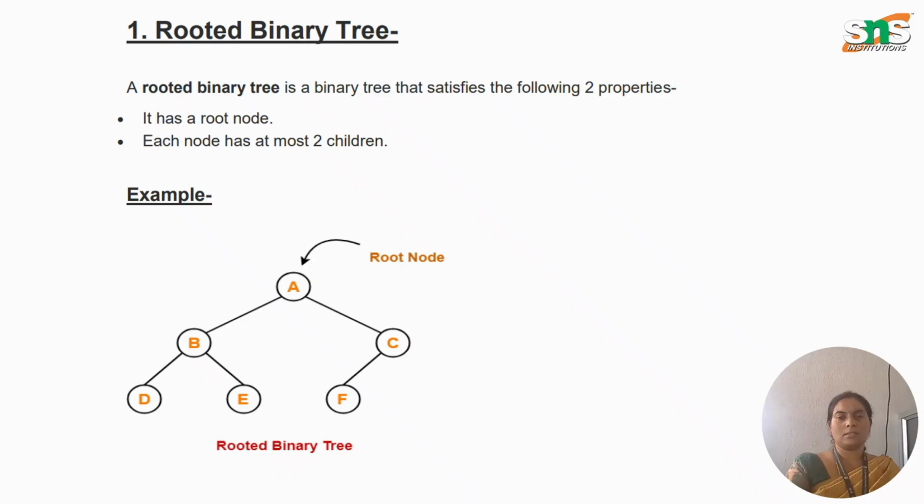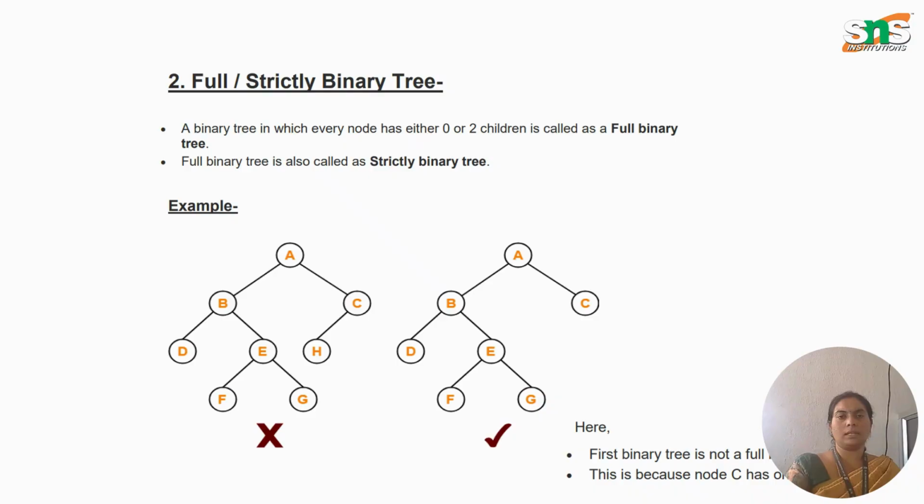Here A is the root node, B and C are the children nodes. B is bearing D and E leaf nodes, and C is bearing F node. The rooted binary tree should satisfy the two rules, and this is all about the structure of the rooted binary tree. Next one we are going to see is the fully binary tree.